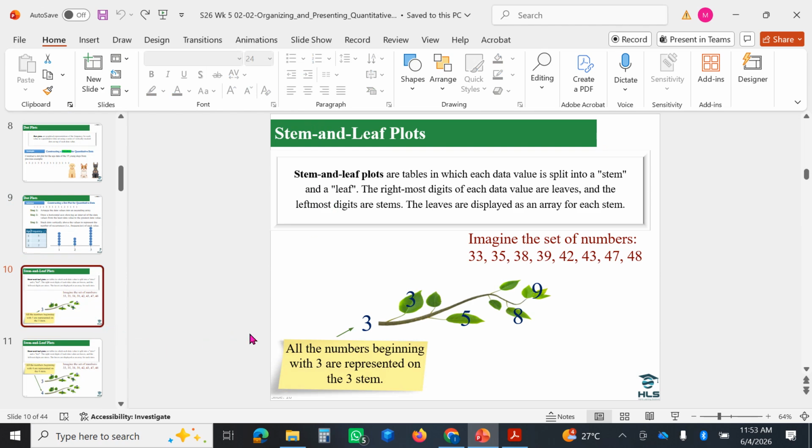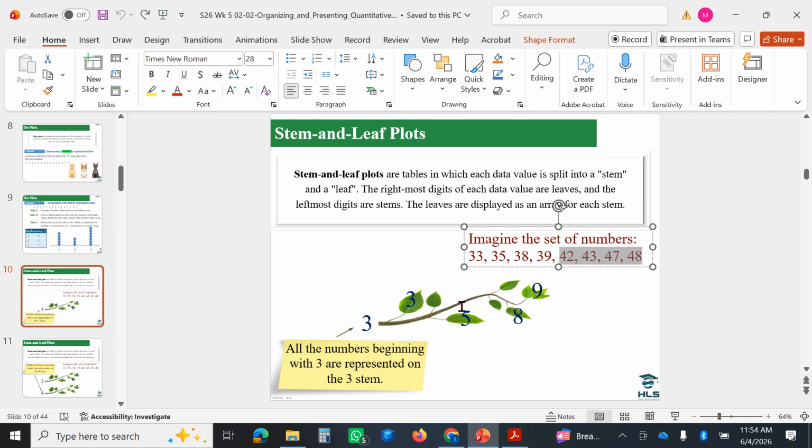Stem and leaf plots are quite famous in that, again, they take the mashed potatoes and they can quickly give you an idea of what is happening. The stem and leaf plots are tables in which each data value is split into a stem and a leaf. The right-handed most digit of each value are the leaves, and the left-handed digits are the stem. So you'll see here, these are the numbers that we're going to use, right? So you've got numbers in the 30s and numbers in the 40s, okay?